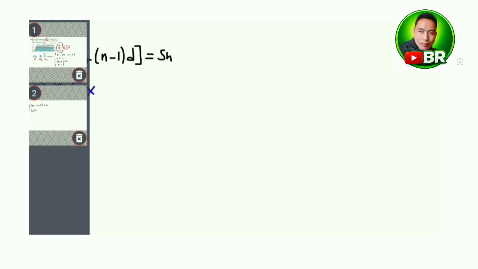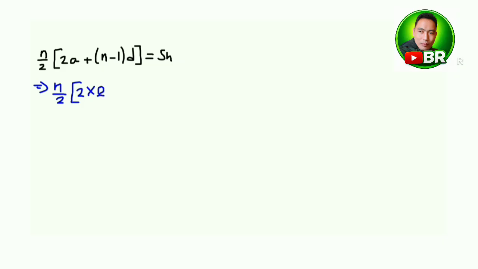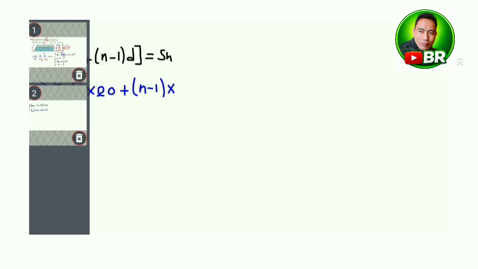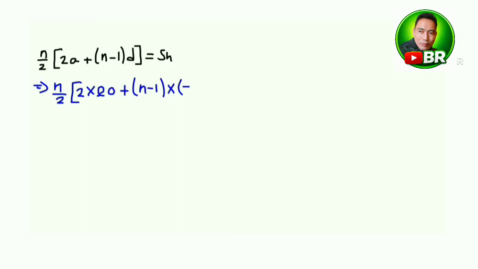Okay students, we have the formula: n by 2 into 2a, where a, the first term, is 20, plus n minus 1 into d, where the common difference is minus 1, equal to Sn, that is 200.